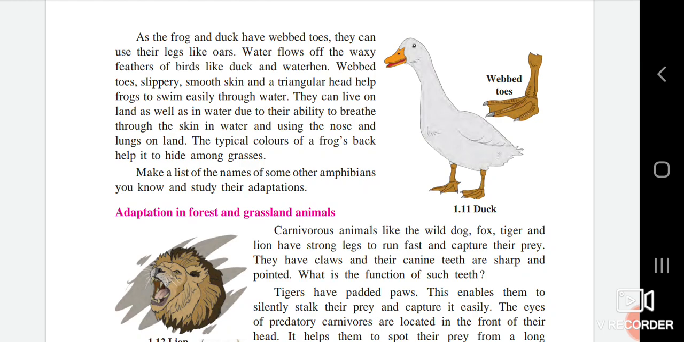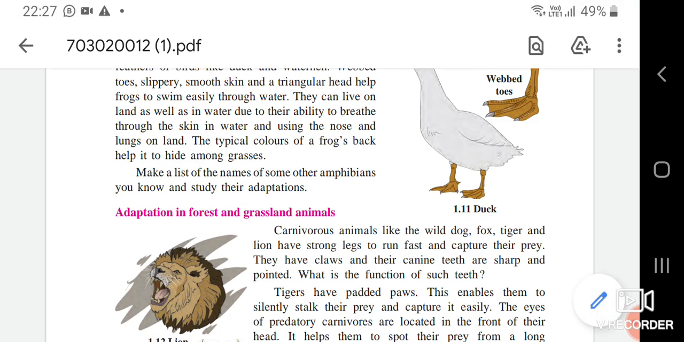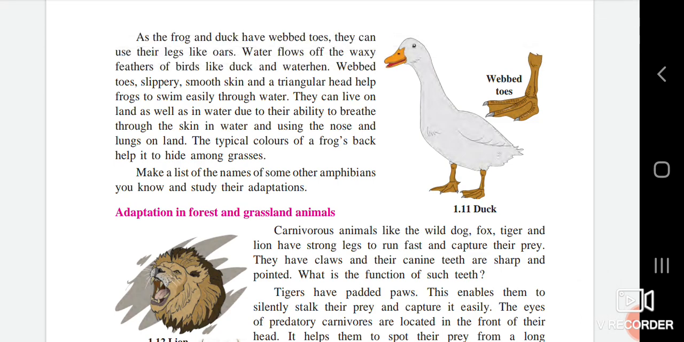Water flows off the waxy feathers of birds like duck and water hen. So the feathers of the duck and water hen are made up of waxy material. Why? Because it helps them to swim in the water, and water does not get accumulated on the feathers and can be easily flown off from the feathers.